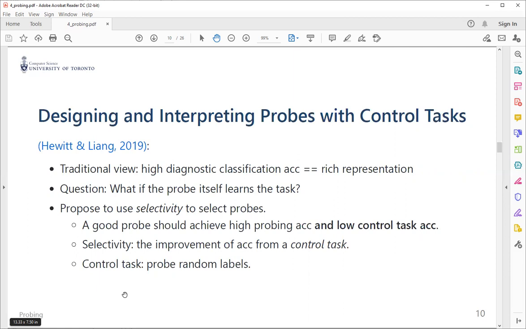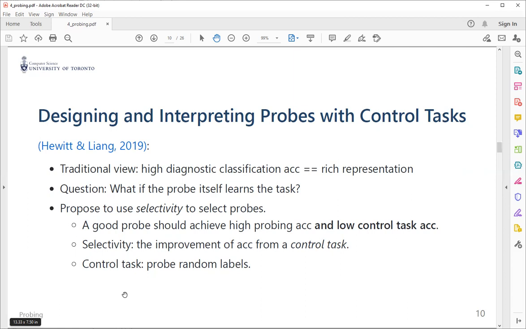So in order to get around this problem, they proposed to use selectivity to design the probes. According to the arguments, a good probe should achieve high probing accuracy and at the same time low accuracy on the control task. The control task is something new that they propose to also consider in the probing experiment. The control task is basically the probe still taking the same representations, but predicting random labels. And they define selectivity as the improvement of accuracy over the control task.